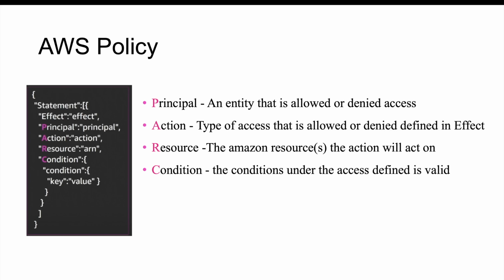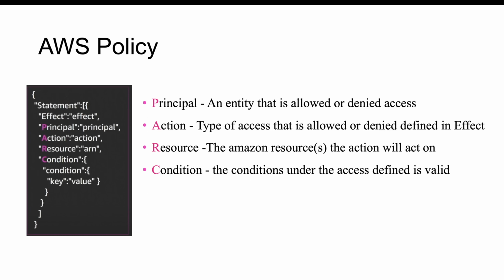Let's understand what is AWS policy. Remember this part: P, A, R or C. Principal: an entity that is allowed or denied access. Let's say an Amazon IAM user who wants to have access on S3. In this case, the Amazon IAM user will be the principal.